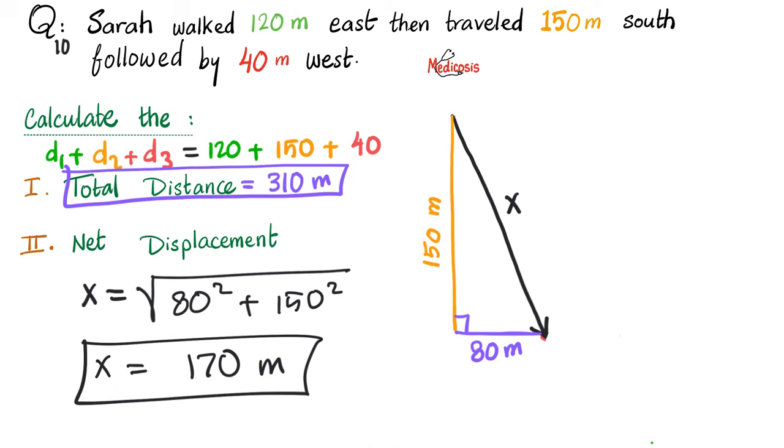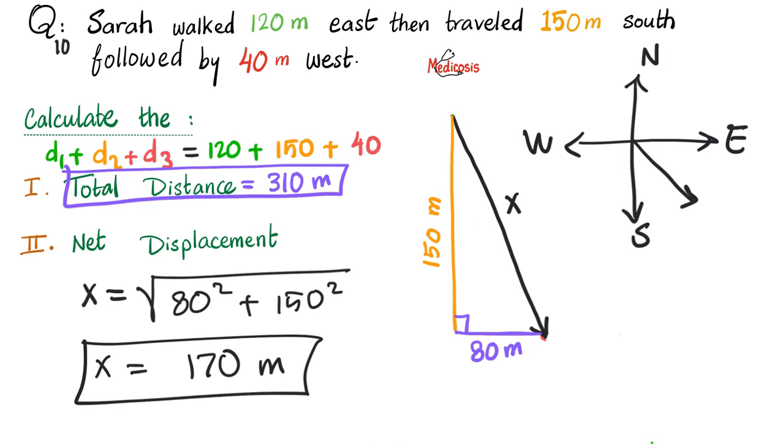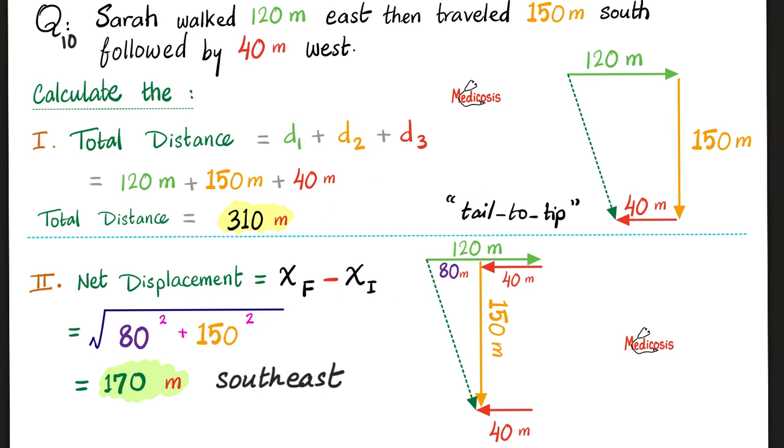But I'm not done yet. I need to write down the direction. Let's review the directions. Okay, just take a moment to write them down. But I know them! In the heat of the moment during the exam, you might mix them up. So where is x going? X is going this way, so it is southeast. And let's write this down here. So 170 meters southeast is my final answer for the net displacement. Distance is a scalar, but displacement is a vector. Here is the same answer in color.